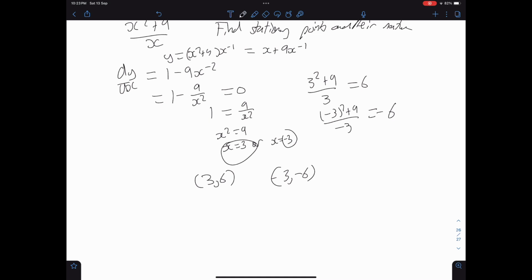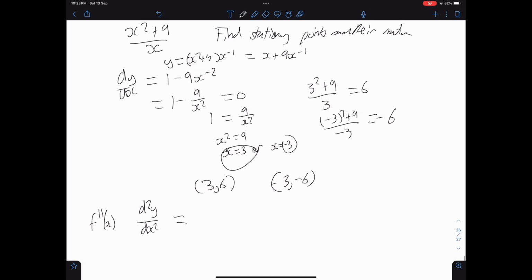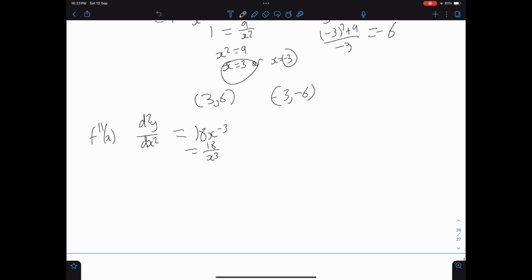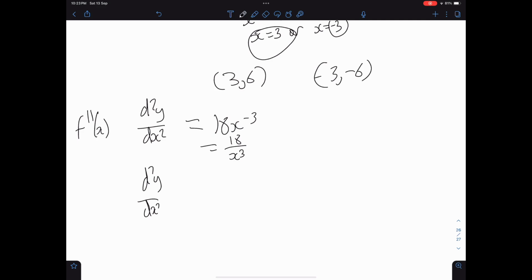What I would normally do is the second derivative, d squared y over dx squared, or f double dash x. That would be equal to, well, the constant 1 differentiates to 0, then minus 9x to the power of minus 2 gets you 18x to the power of minus 3, so 18 over x cubed. Now I do my evaluation for each. 18 over 3 cubed, so it's 18 over 27. I don't really care about simplifying it that much. All I care is that it's positive. Therefore, that will be a minimum.